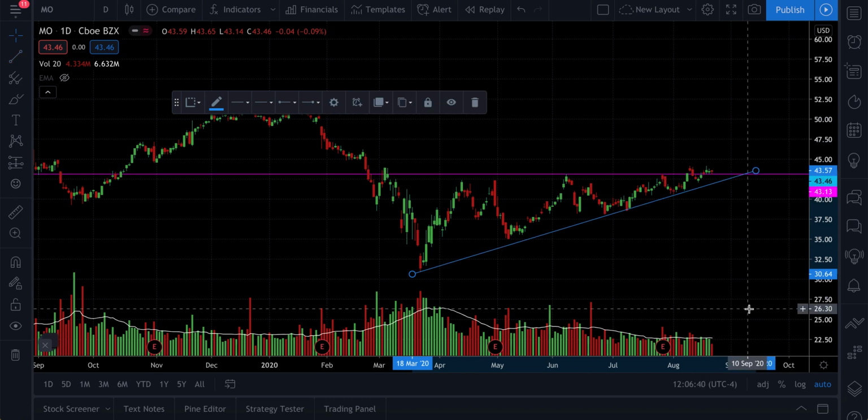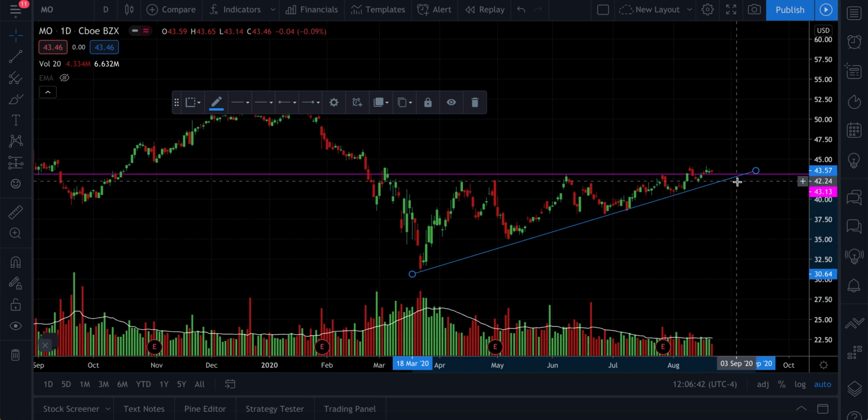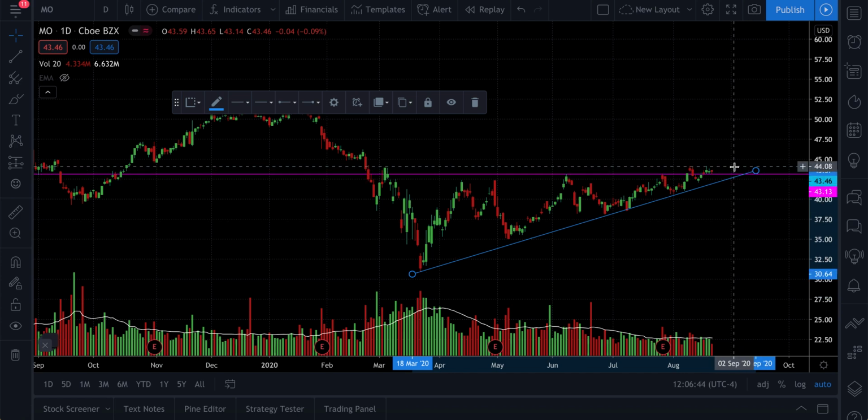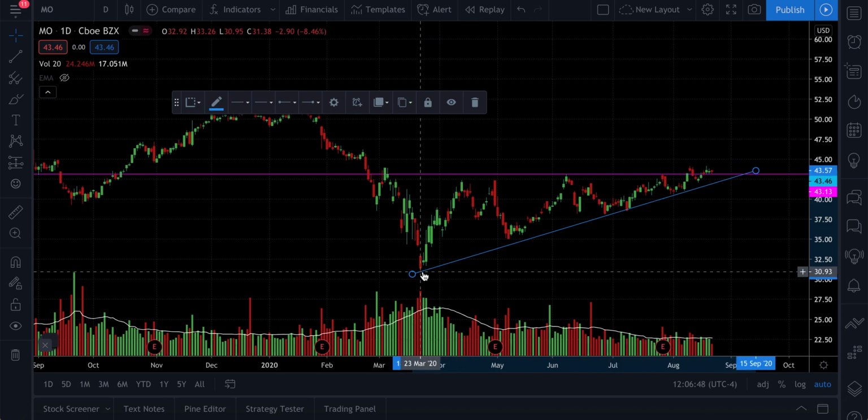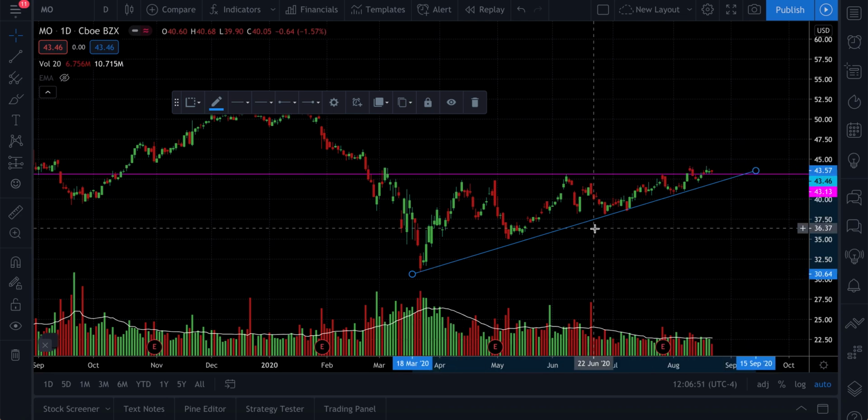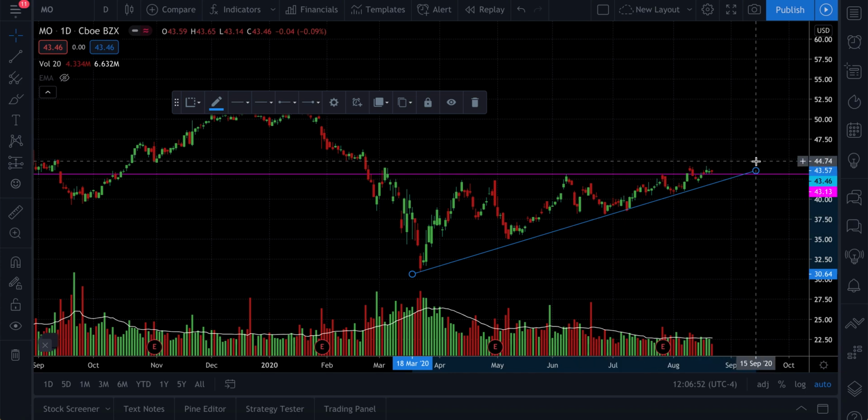Yeah, I think this could be a good trade. I would enter if it breaks, yeah, 44 maybe. What was the lowest point? 31. So I think this is pretty good. I don't think people are gonna stop smoking. So if you wanna invest, not a big fan, but yeah, it's a stock.